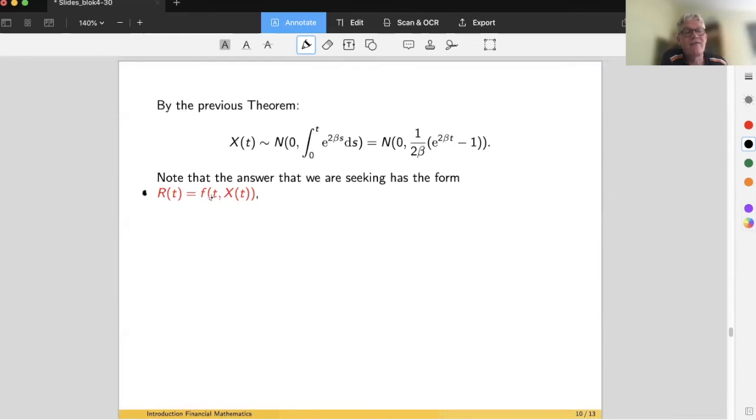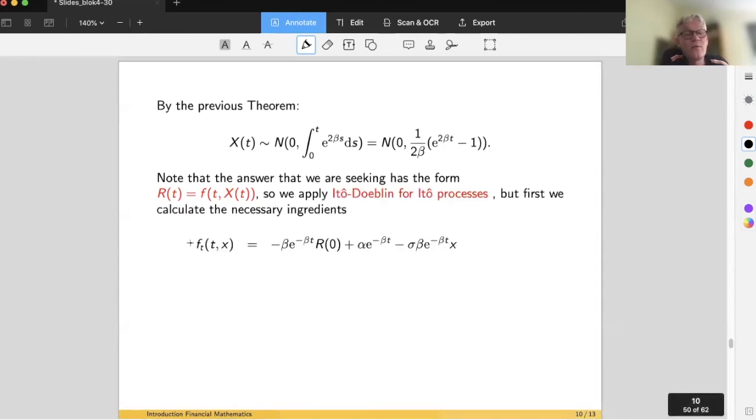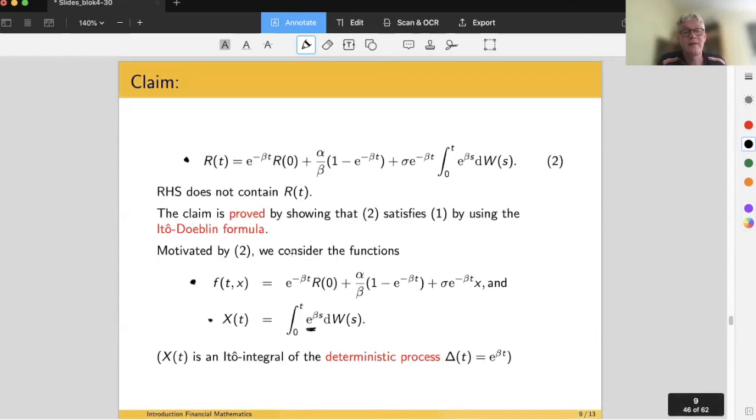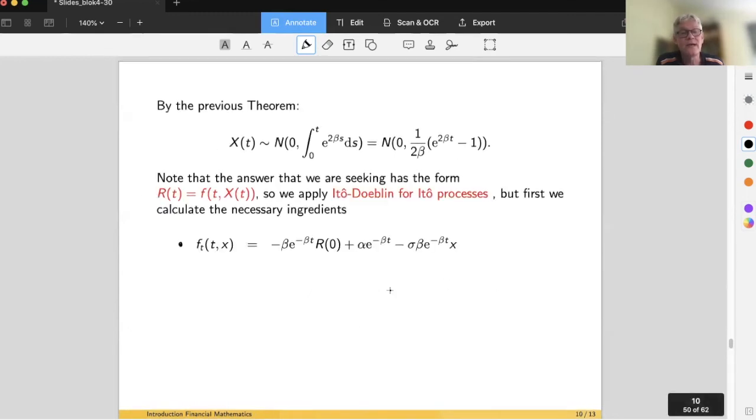Now, Ito-Doeblin. R_T is f of t and X_t, and we are seeking this form. As mentioned, we need the first derivative with respect to time. Let's look at f again. For the first derivative with respect to time, here we see something, and here we see something appearing. The derivative with respect to x will be here, and the second derivative with respect to x will be 0, as you see. So let's look again. The derivative with respect to time of the previous expression is minus beta e to the power minus beta t R0 plus alpha e to the power minus beta t minus sigma beta e to the power minus beta t times x. That is the first derivative with respect to t.